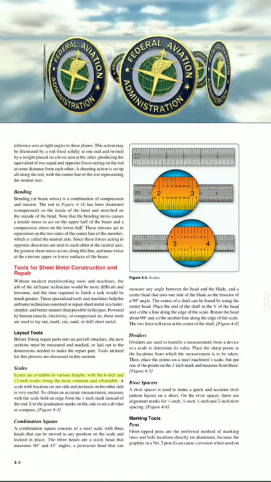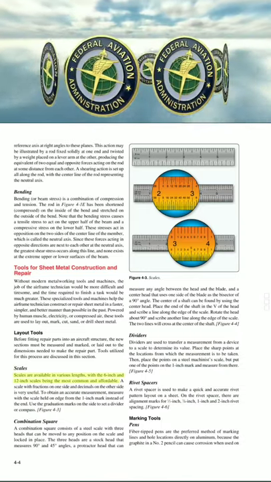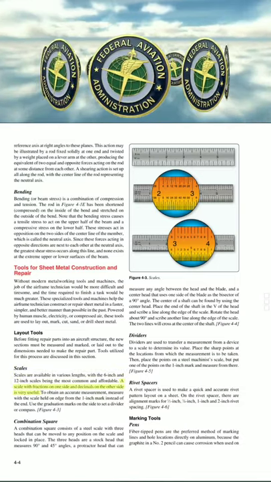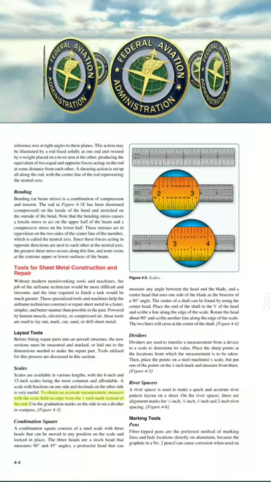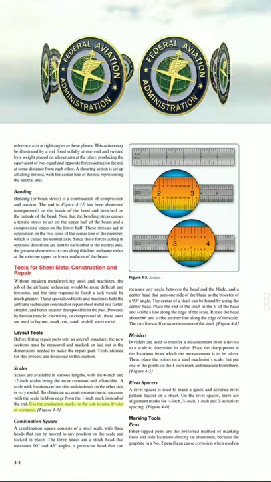Scales. Scales are available in various lengths, with the 6-inch and 12-inch scales being the most common and affordable. A scale with fractions on one side and decimals on the other side is very useful. To obtain an accurate measurement, measure with the scale held on edge from the 1-inch mark instead of the end. Use the graduation marks on the side to set a divider or compass.